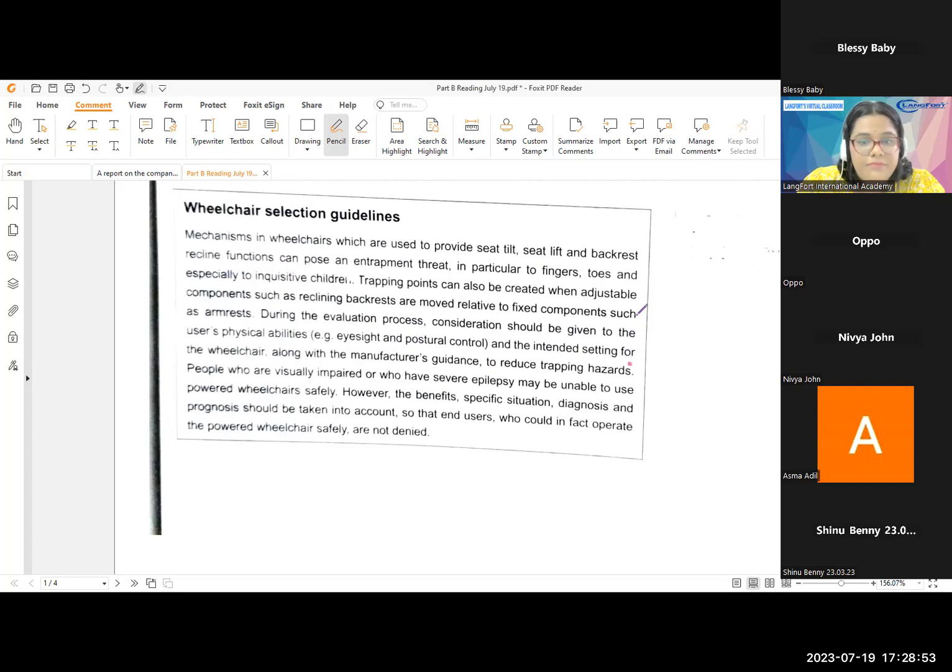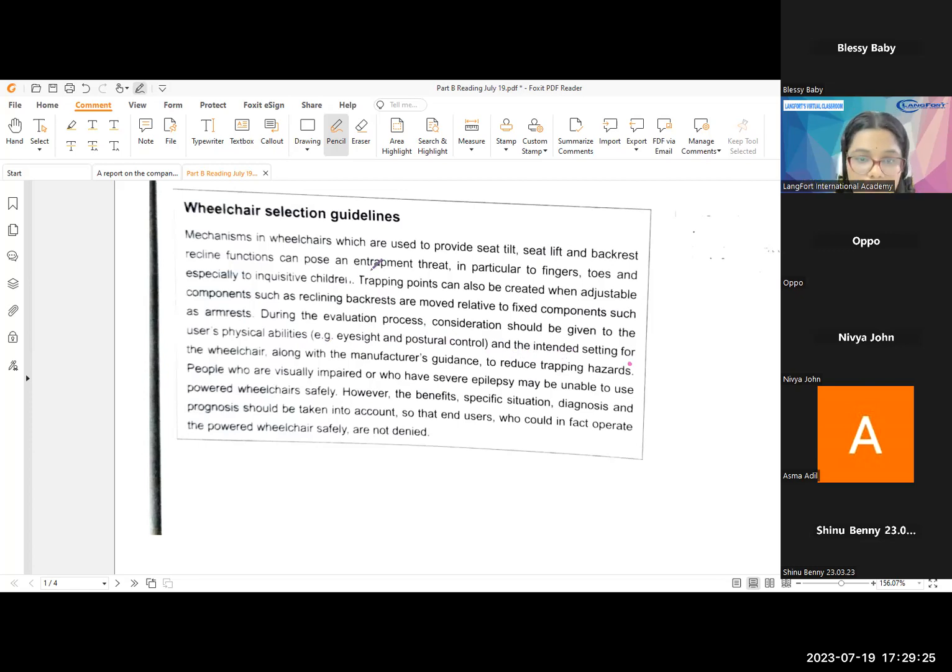Okay, all right, Smita, continue reading till here. Yes, ma'am. Trapping points can also be created when adjustable components such as reclining backrest are moved relative to fixed components such as armrest. During the evaluation process, consideration should be given to the user's physical abilities, example, eyesight and postural control, and the intended setting for the wheelchair, along with the manufacturer's guidance to reduce trapping hazards.